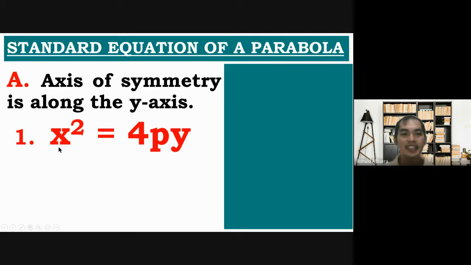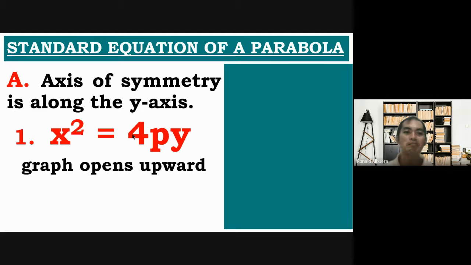Kasi this is a function sa general math nung napag-aralan ang relation and function, kung ang x ang may squared at yung y may exponent na 1, so that's a function. Therefore, dito madali lang ninyo matandaan. Pag ang may square ay x, the axis of symmetry is on the y-axis.